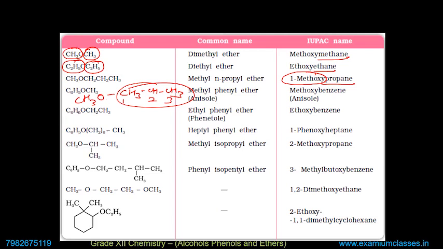Okay. Now here in this case, benzene will be the main chain. Ethoxybenzene. Main chain is benzene. Here the main chain will be of 7 carbons, not benzene of 6 carbons. So you will say 1-phenyl, sorry, phenoxy, because O is there, 1-phenoxyheptane.